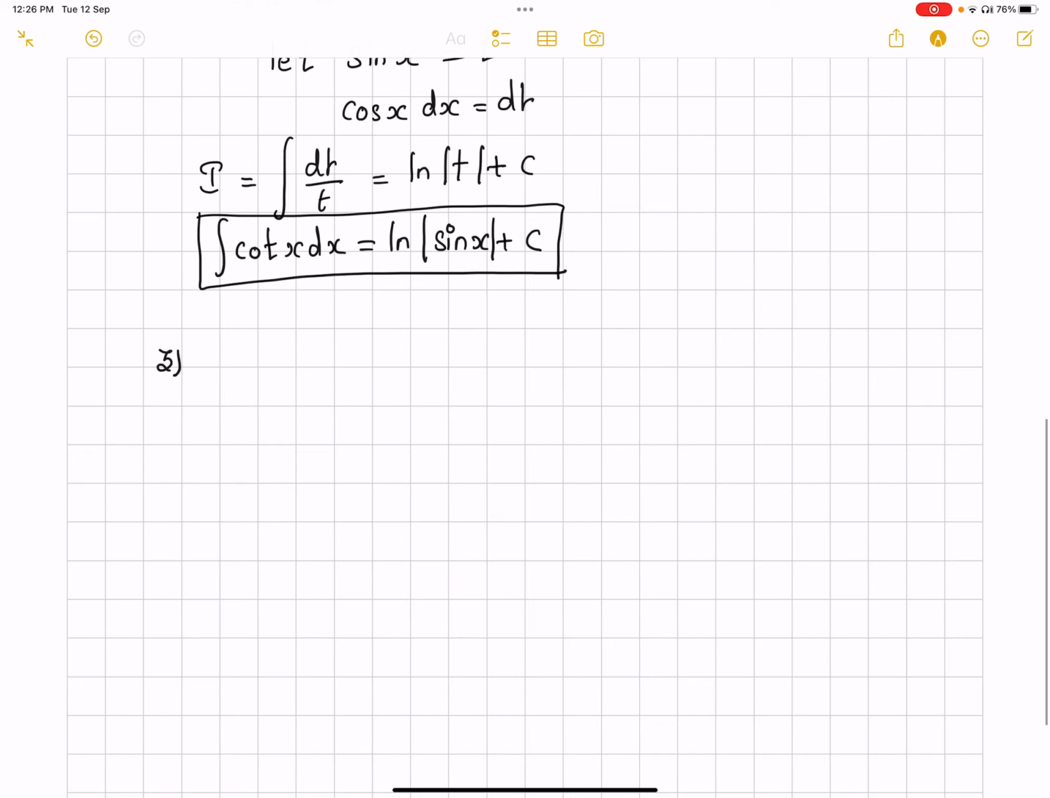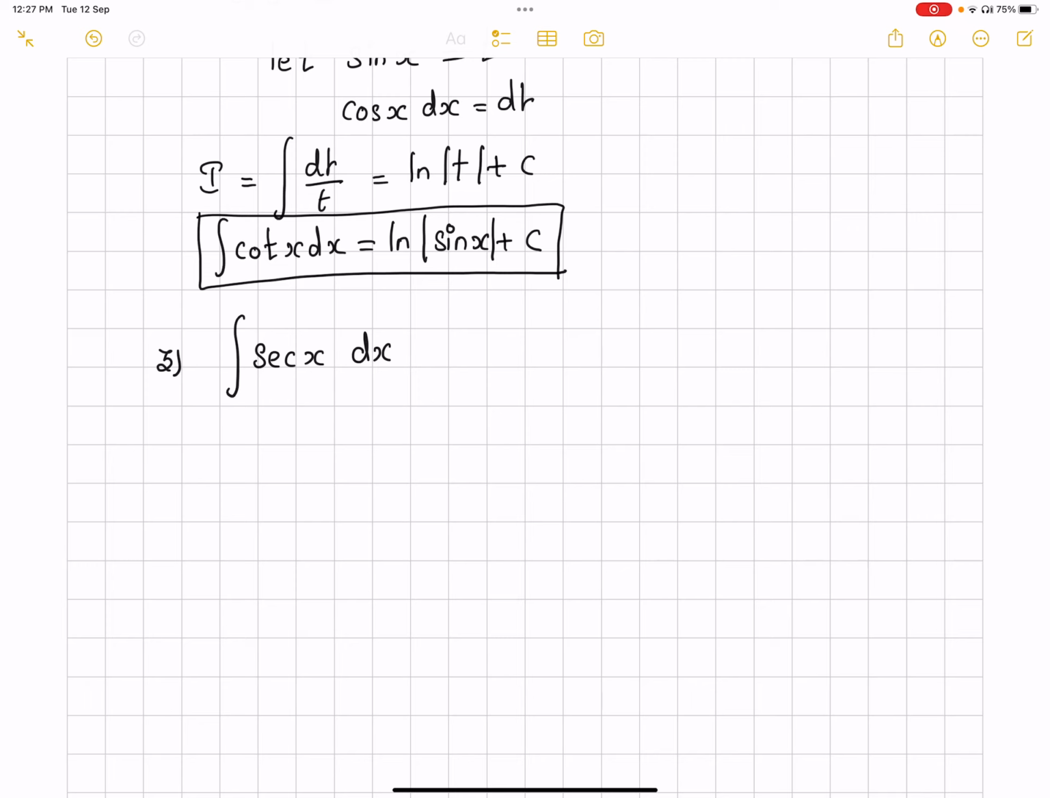We have the third one, which is integral secant x dx. Oh wow. Here, if I go ahead with 1 by cos also, it's not going to work. So I would be doing a few changes here. I need to introduce something. See here, we have something for the differentiation of secant. What is the differentiation of secant?